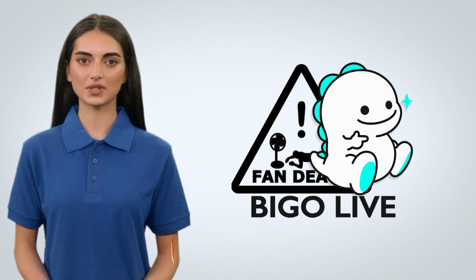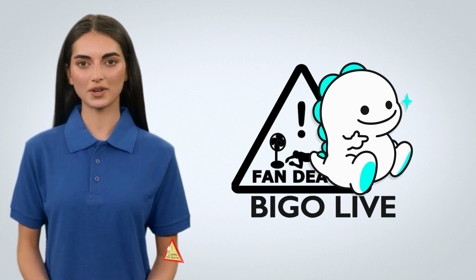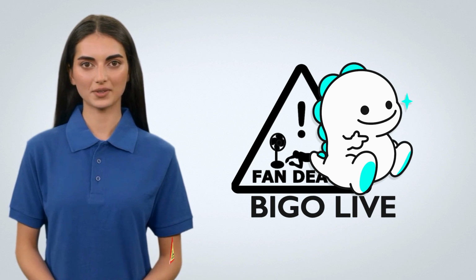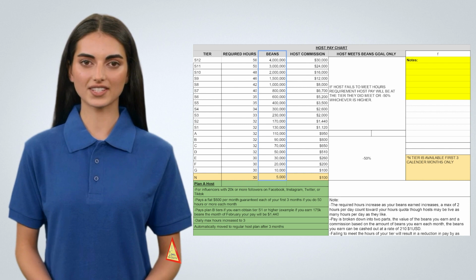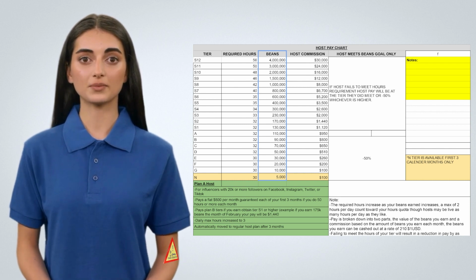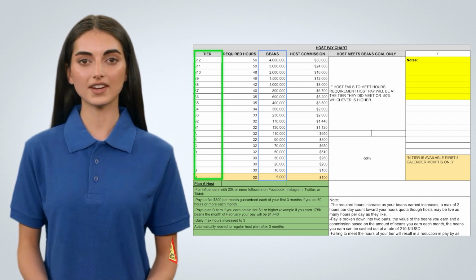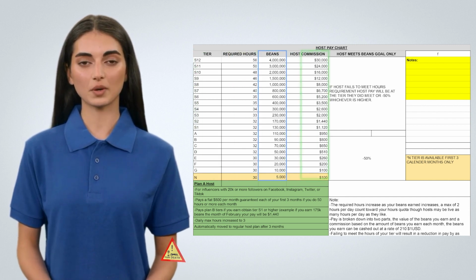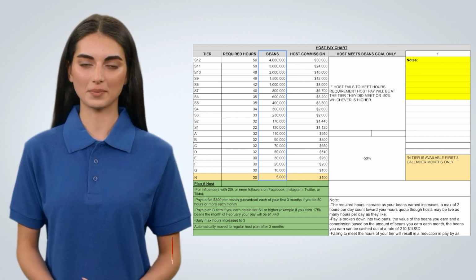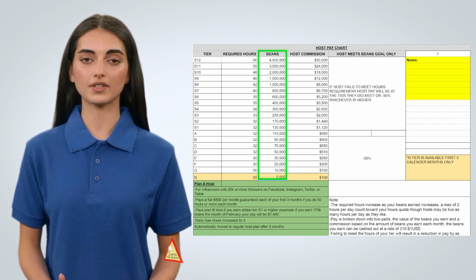Before we get into streaming best practices, we want to discuss how you get paid to ensure we are all on the same page and that there is no confusion. Please refer to the basic pay chart for this section. There is a link in the description below, and pay is broken down in the chart. There is a column for tier, required hours, beans, and the host commission. The most important column, aside from pay of course, is the beans column. Beans are where you earn your commission pay.